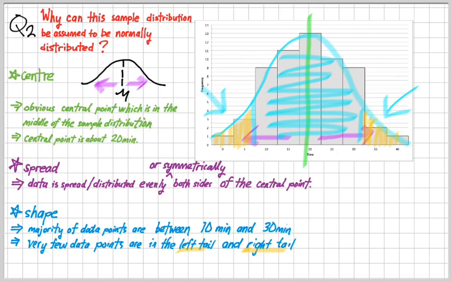Now these are characteristics of a normal distribution. So these two things here, the fact that the majority of the data points are in between 10 and 30 minutes, and very few data points in the left and right tail, will tell me that the distribution is bell-shaped or symmetrical. And that's the observation we noted before. So these three things of center, spread, and shape should be what you need to have in your mind in order to answer a question similar to this. So let's consider one more case.